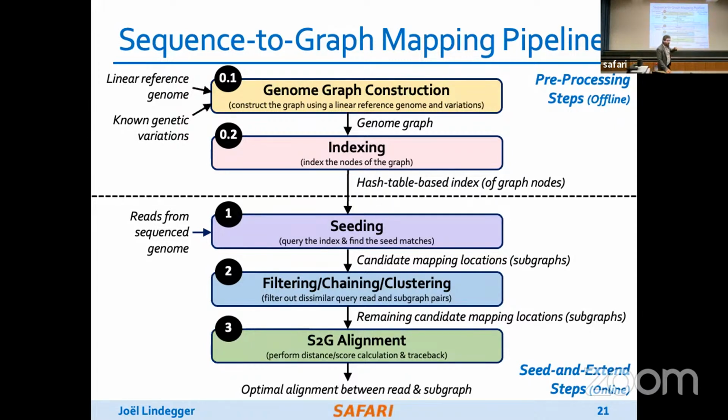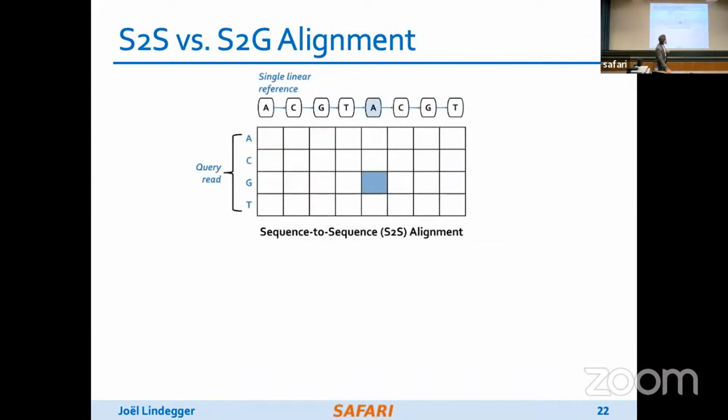This last step is really the most crucial one. All the other ones are really analogous to sequence mapping. But this last and typically most expensive step is the crucial one, so sequence-to-graph alignment. So we should look at this key part of the accelerator.